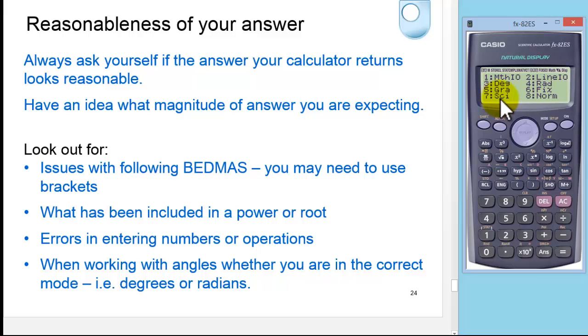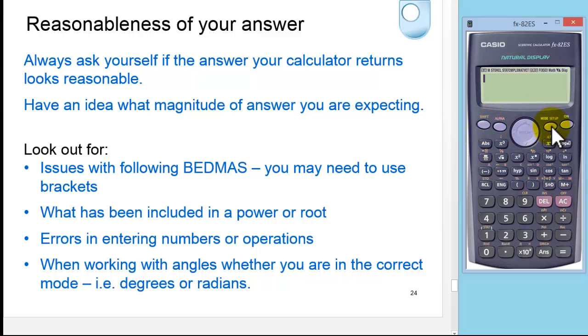Mode 7 is for scientific notation. If I go into mode 7, I press 7, and it asks me to give the number of significant figures I want to give my answers to. If I press 3, it'll give me the answers to 3 significant figures. So now all answers are given in scientific notation and will be given to 3 significant figures. You see here, I just pressed the number 3 and it's told me it's 3.00 times 10 to the power of 0. If I put in 569, quite a big number, press equals, and it's returned me an answer to 3 significant figures automatically in scientific notation.